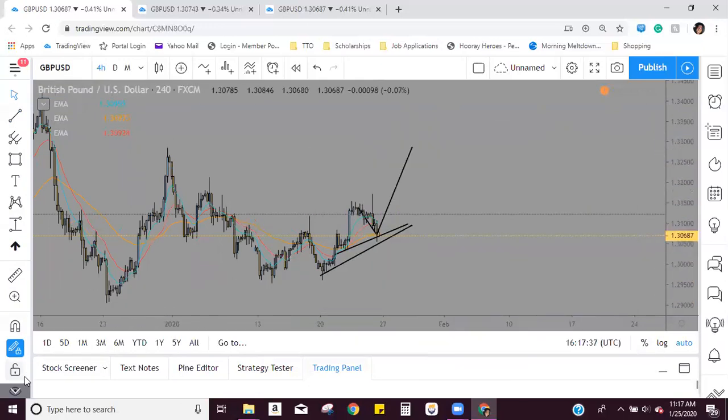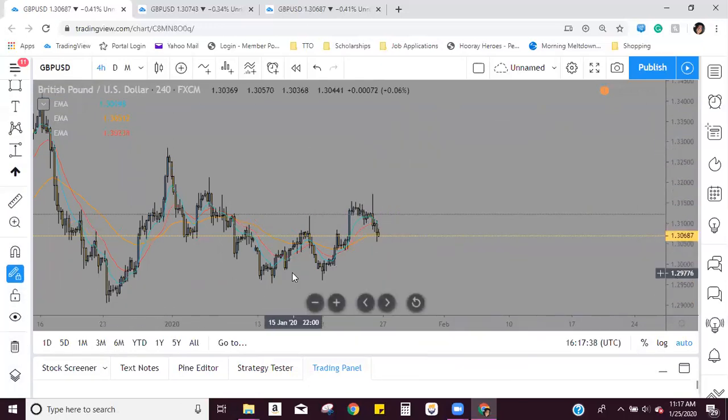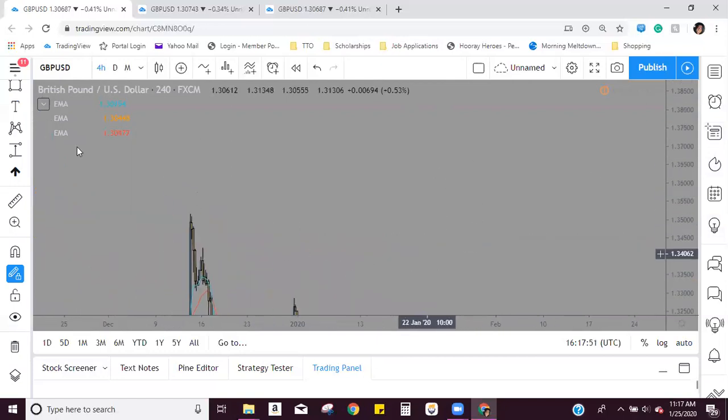You understand? Now, once a higher low is broken, structure is considered broken. Okay? Once a higher low is broken, structure is considered broken. So what I mean by that is this.